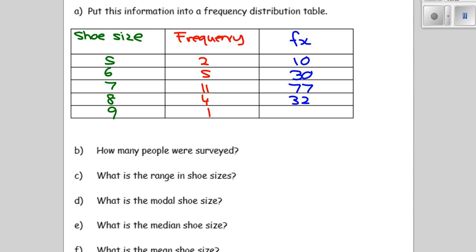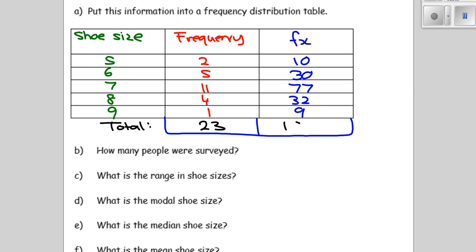32. Yeah. And what two totals do we need? Your frequency and your fx. We only need those two totals. What's my total frequency? 23. And what's our total fx? Maybe let's just write total here so people would know what it was. 153.